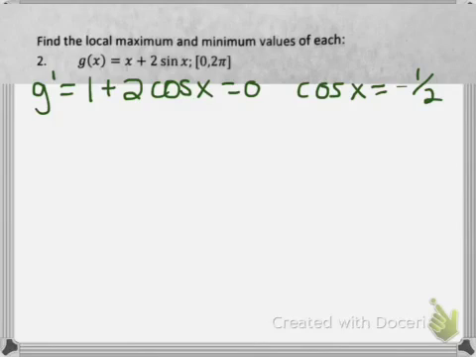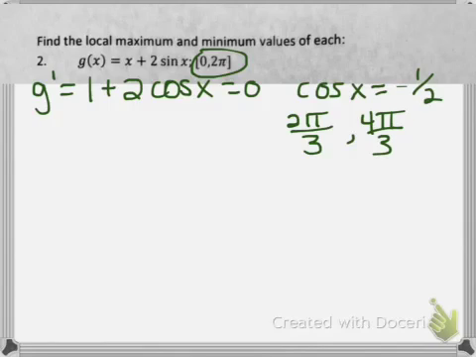Hopefully we know when this equals negative 1/2 on the interval 0 to 2 pi. I get 2 pi over 3 and 4 pi over 3. Okay, so those are your critical numbers. That's where the derivative is 0. So now go to my number line or my sign chart. Sign chart, it's just showing the signs, positive, negative.